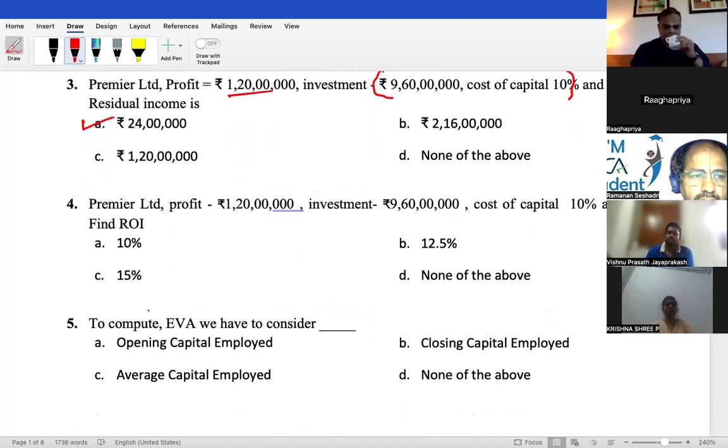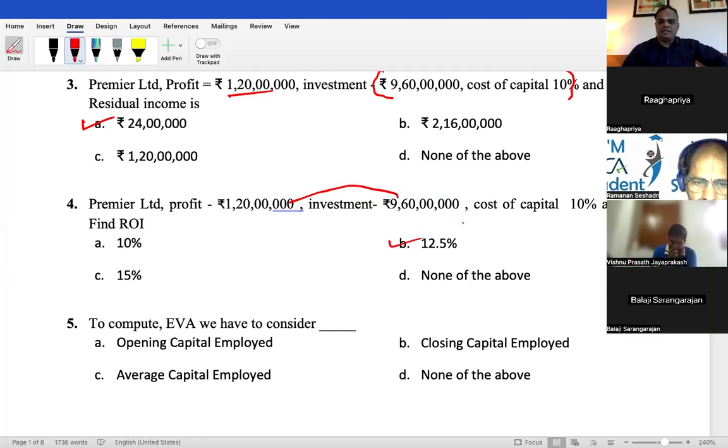Question 4. Premier Limited, profit 1 crore 20 lakhs, investment 9 crore 60 lakhs, cost of capital 10%, find ROI. You have to find return on investment. Investment 9 crore 60 lakhs, whereas profit 1 crore 20 lakhs. What is the percentage of profit? That is called return on investment. 120 divided by 960 into 100 is 12.5%. Easy or not? So we are getting 12.5% return out of the investment. That is called return on investment.